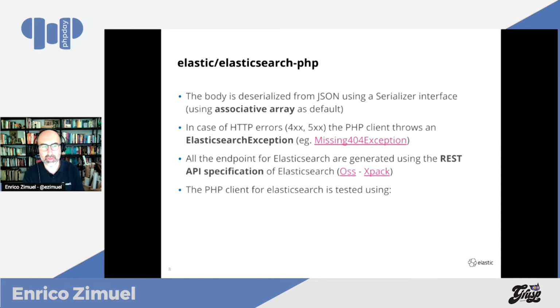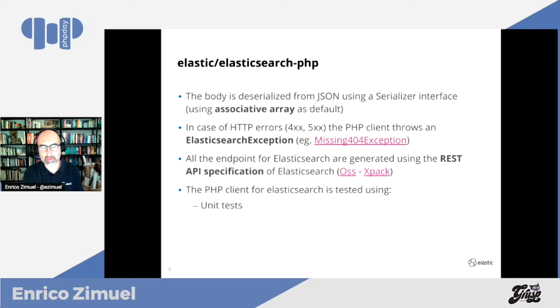We separated it in open source and XPack. There are two versions of Elasticsearch. But basically, for each version of Elasticsearch, we provide the update of all the APIs. So you just need to update the library using Composer, and you will get the new API.